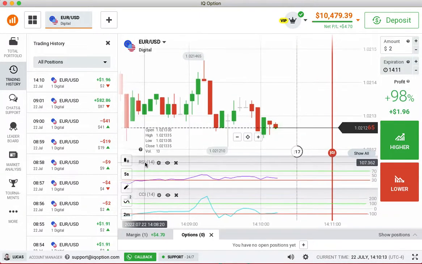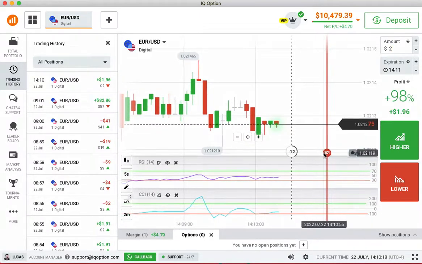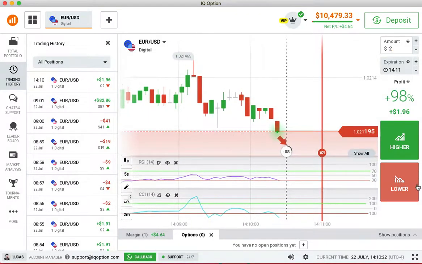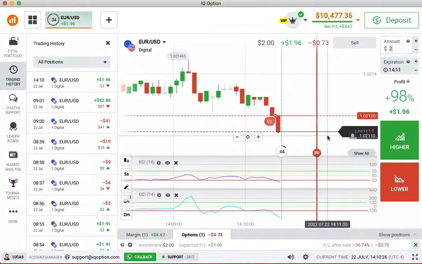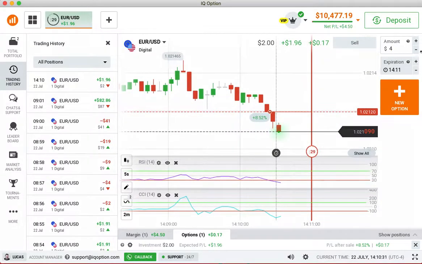Focus on the indicators. RSI, CCI both set to 14. You could buy when RSI or CCI is up. You could sell when they're down, and that's all you need, right? So here we sell again for 2, and as you can see it's already going down in profits, right? And you trade.